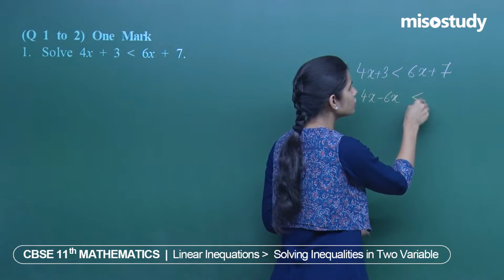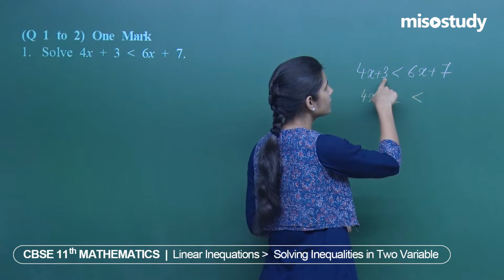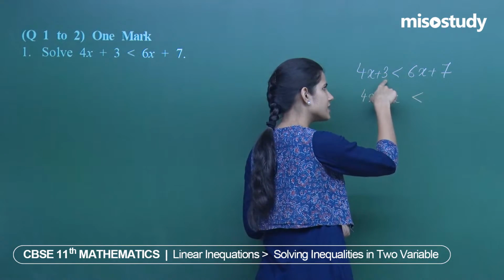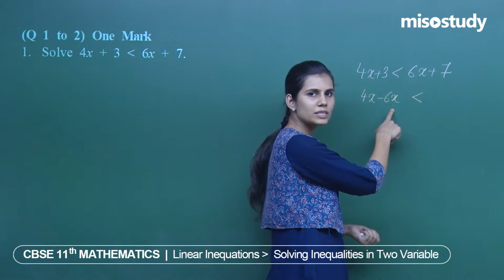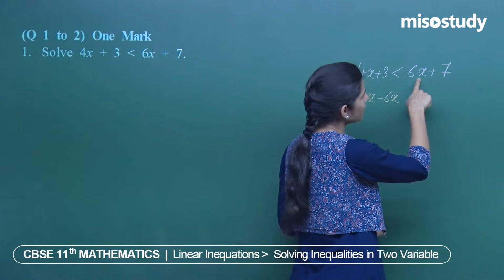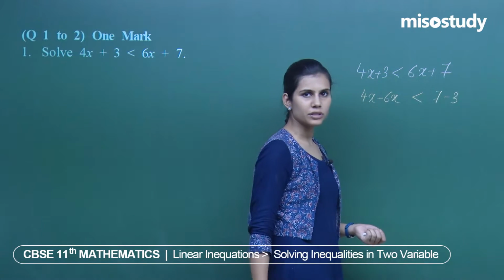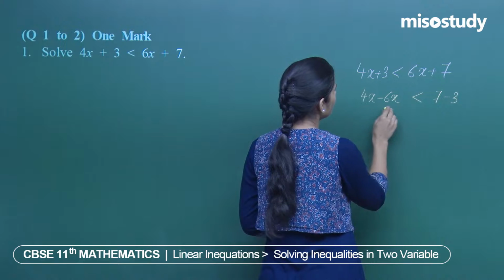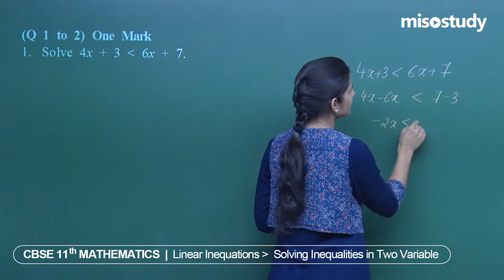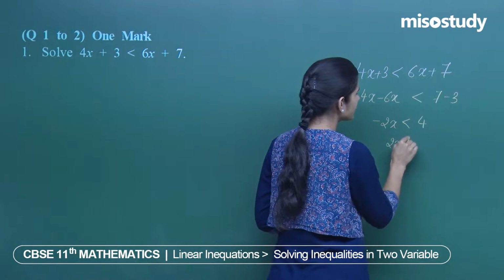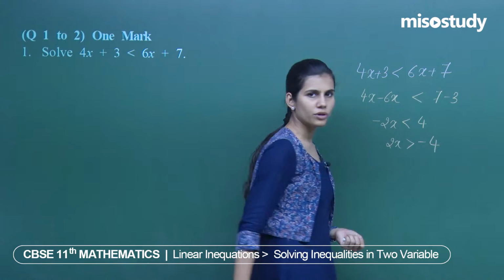That is not going to change my inequality. 3 will be subtracted from here, so I will be left with 0. 6x is subtracted from here, so I am left with 4x minus 6x. 6x is subtracted from here, so this is 0. 3 is subtracted from here, so this is what you are left with. So 4x minus 6x gives you minus 2x is less than 4. Or 2x is greater than minus 4, isn't it?